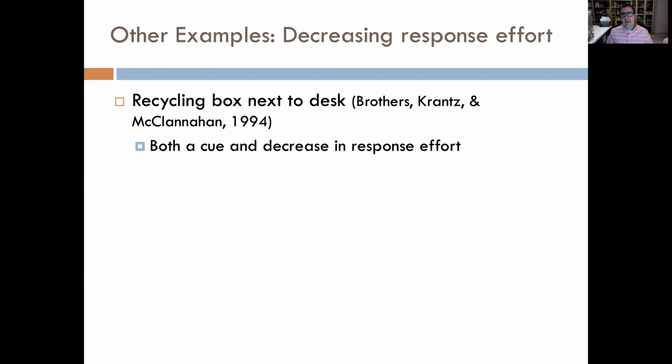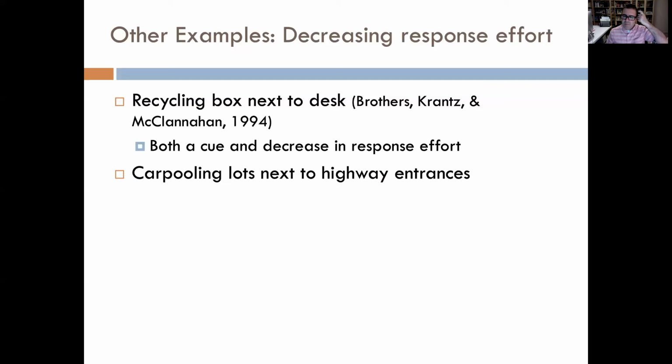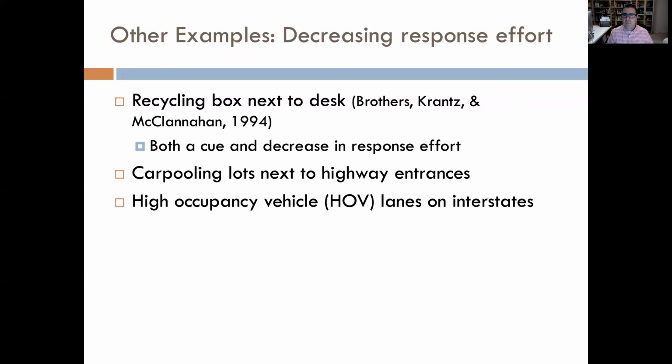So again, in this case, the recycle bin is both a cue, because in the presence of the recycle bin, throwing it in the bin may have been reinforced, but it also decreases the effort of recycling, right? It makes recycling easier. Some people are trying to increase carpooling. I don't know if you noticed, but sometimes there are lots next to the highway entrance, so people can park their cars and meet with folks and carpool. Again, a way to decrease the effort.